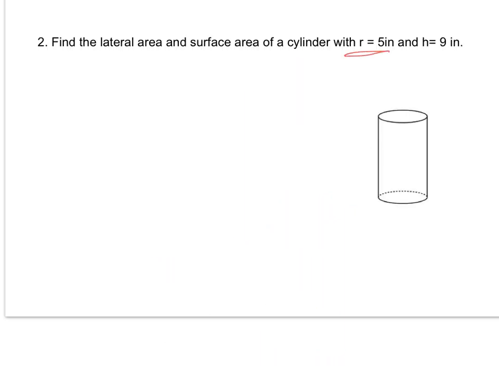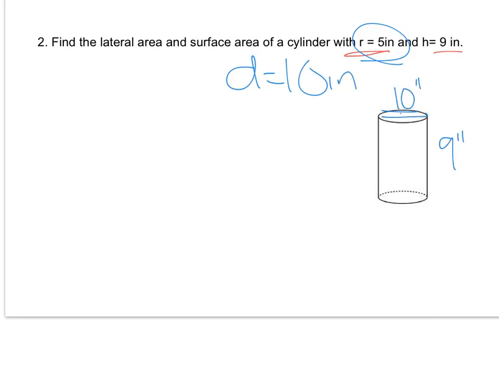So now, radius of 5, height of 9. Radius is 5, which means the diameter is 10 inches. All the way across here is going to be 10 inches, and height is 9 inches. Go by the information, don't go by the picture. I know on the picture this looks way bigger than going across here.